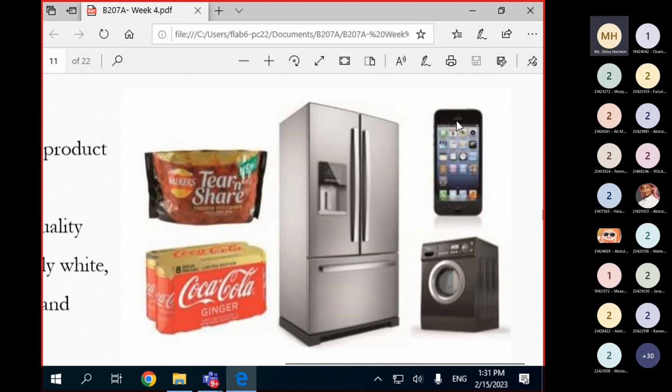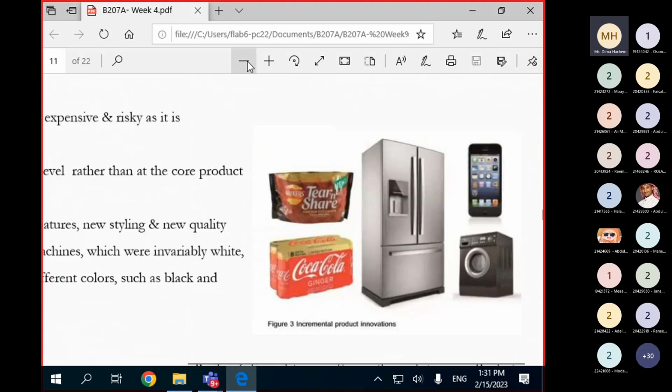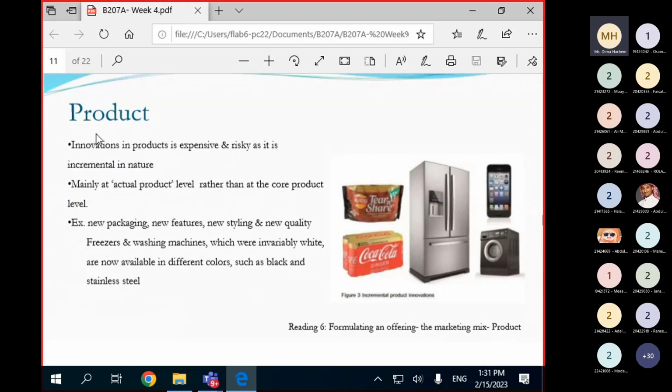So the iPhone as well, of course, when the first iPhone came in, it was a huge advancement in technology. It was a great innovation. And this is what innovation in a product looks like. Okay, so the product itself, the design, the packaging, and so on.